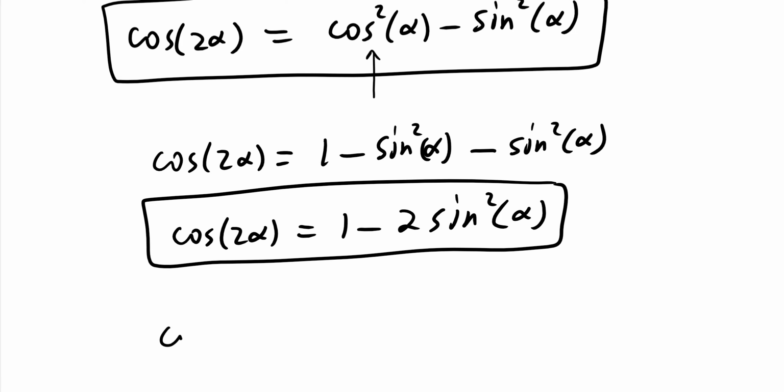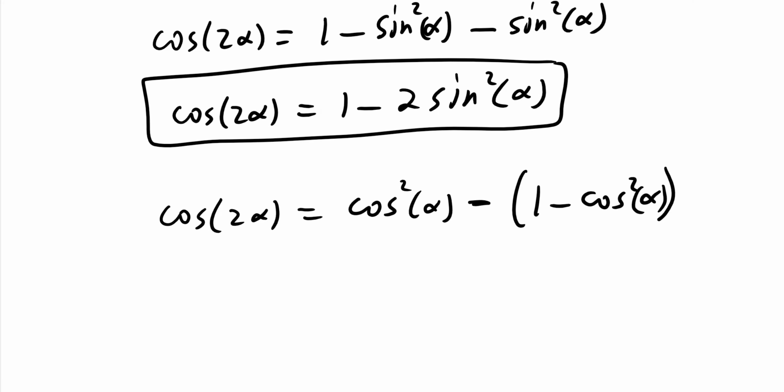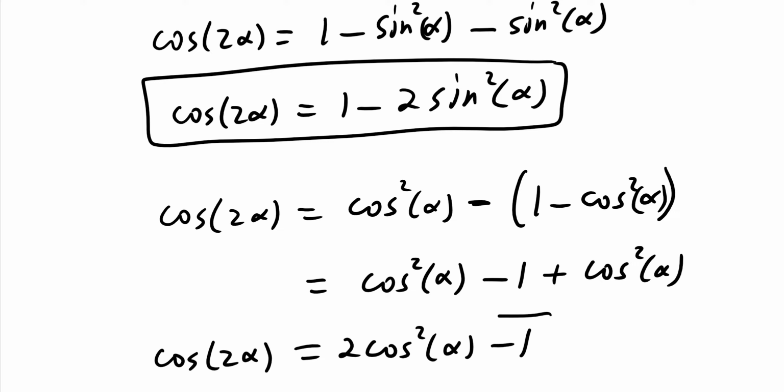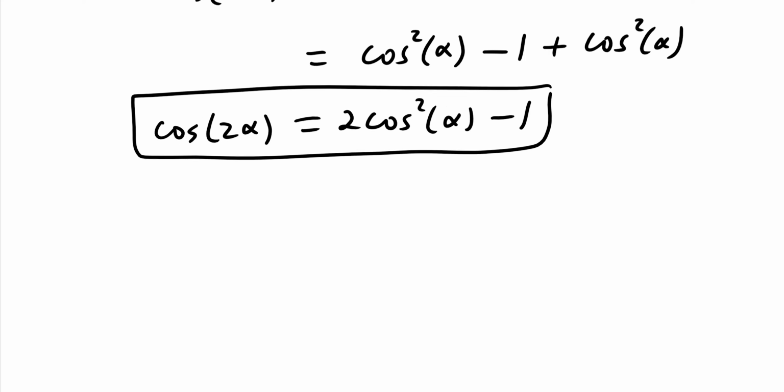Or what about if I want to get a third formula? I want to keep cosine square alpha the same as in the first boxed formula up there. Minus, instead of sine square, I'm going to put 1 minus cosine square alpha. What is that going to give us? Cosine square alpha, the minus times minus becomes plus, 2 copies of cosine square. So I get 3 formulas for cosine 2 theta.